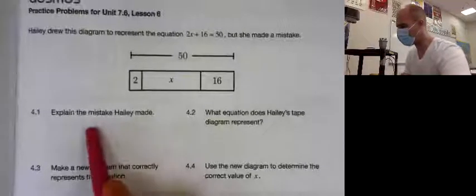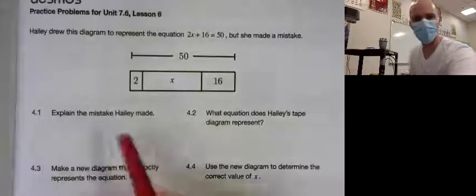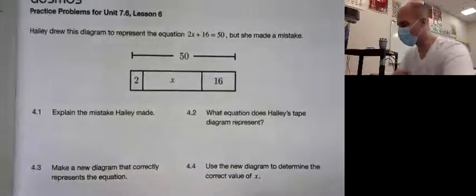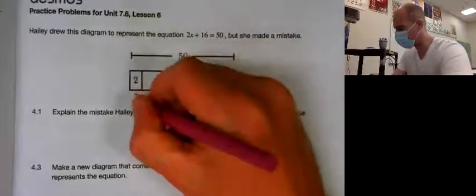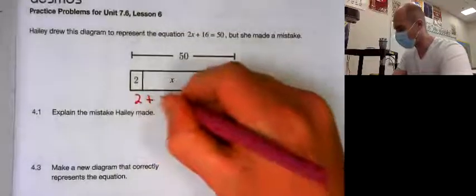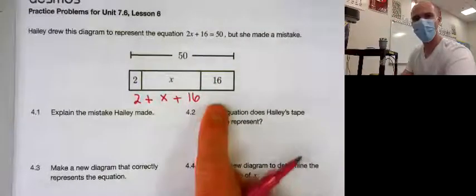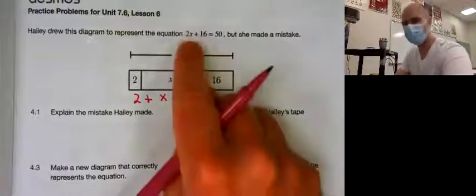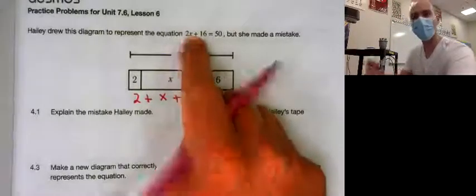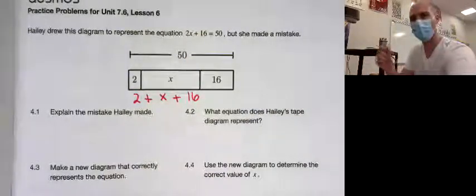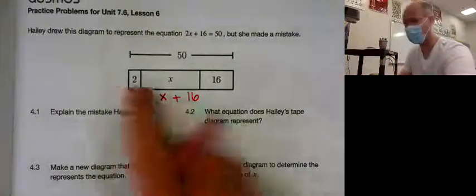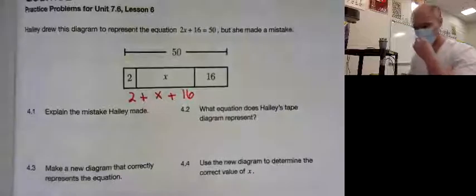Explain the mistake Haley made. Okay, so what I see here is a box that has a 2, plus a box that has an x, plus a box that has 16. She meant to have 2 boxes with x in them, or a box with a 2x in it, right? She didn't represent 2 times x in this diagram. She represented 2 plus x.